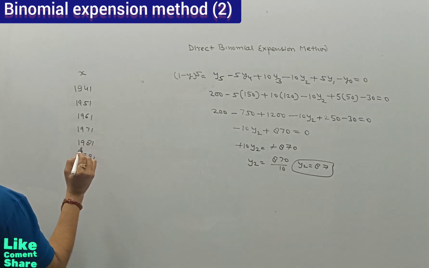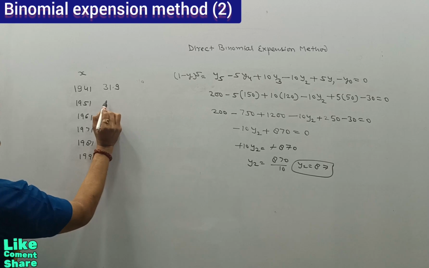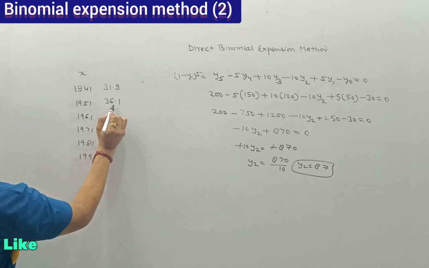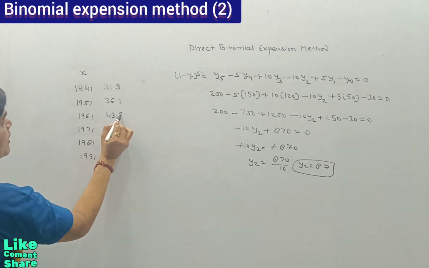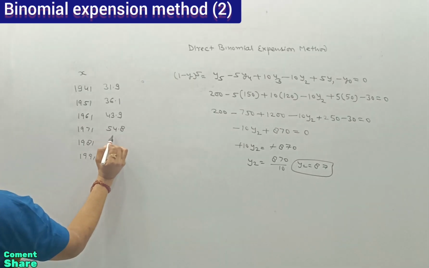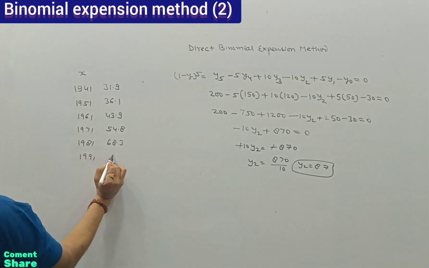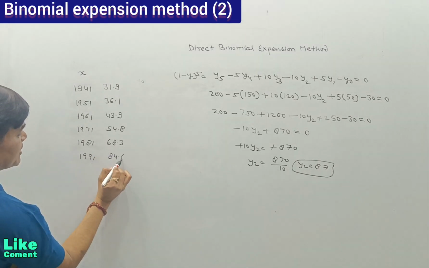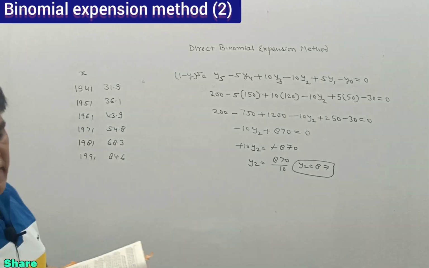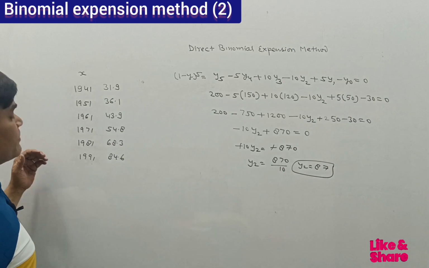The population data is 31.9, 36.1, 43.9, 54.8, 68.3 and 84.6. These are the original census population data.